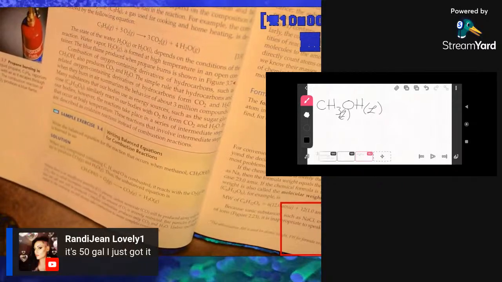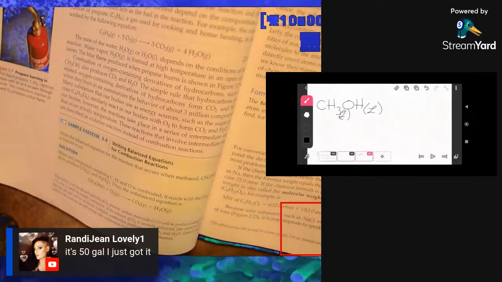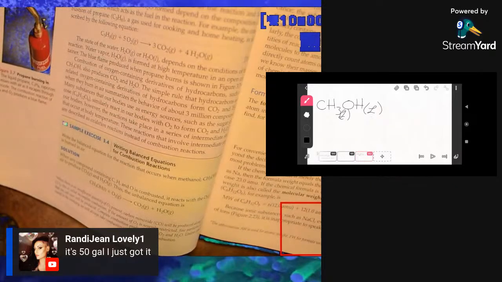It's a 50-gallon. I just got it. Oh, that's really cool. 50-gallon. Hey, send me pictures, Randy.